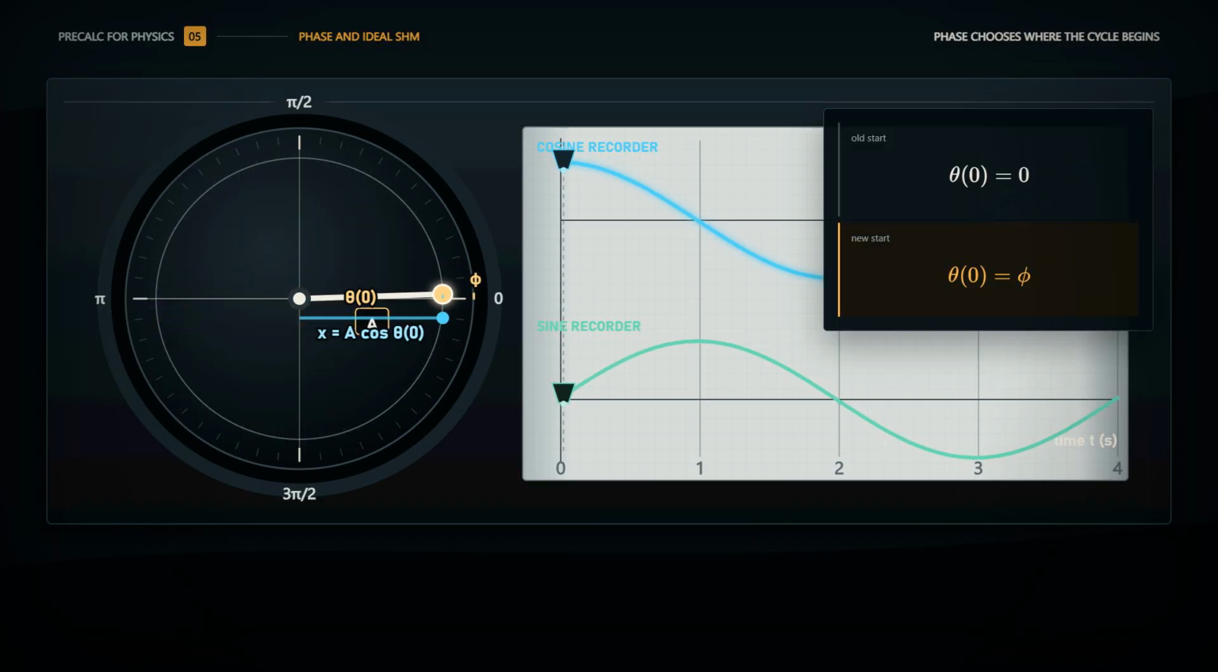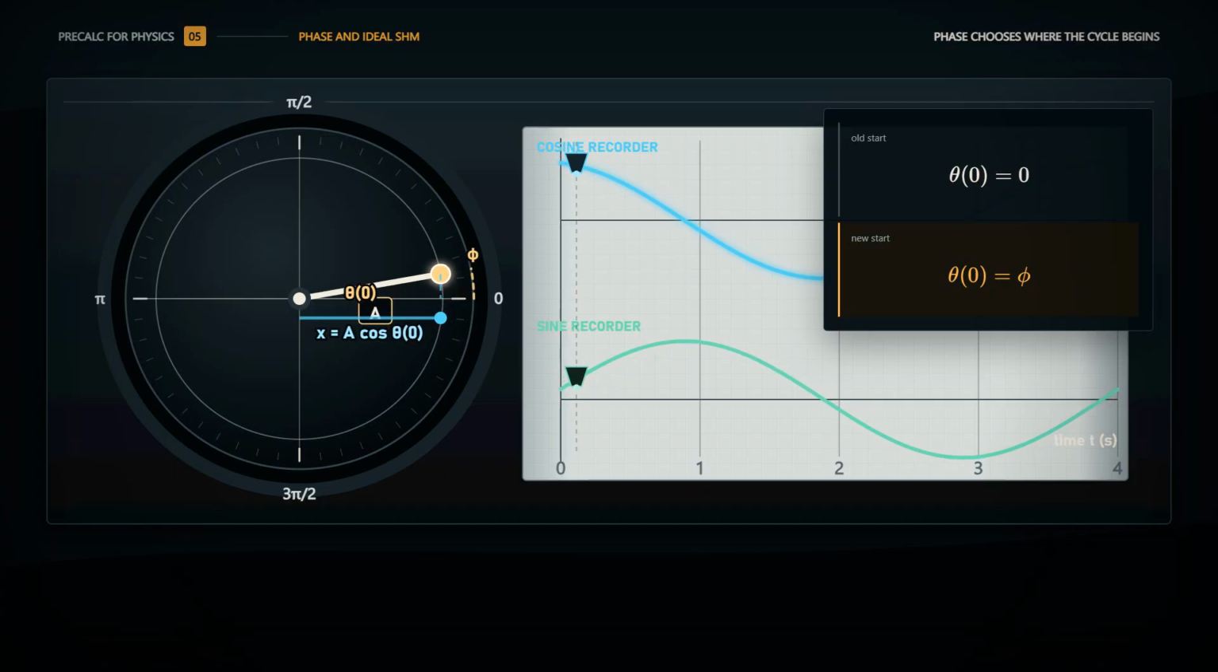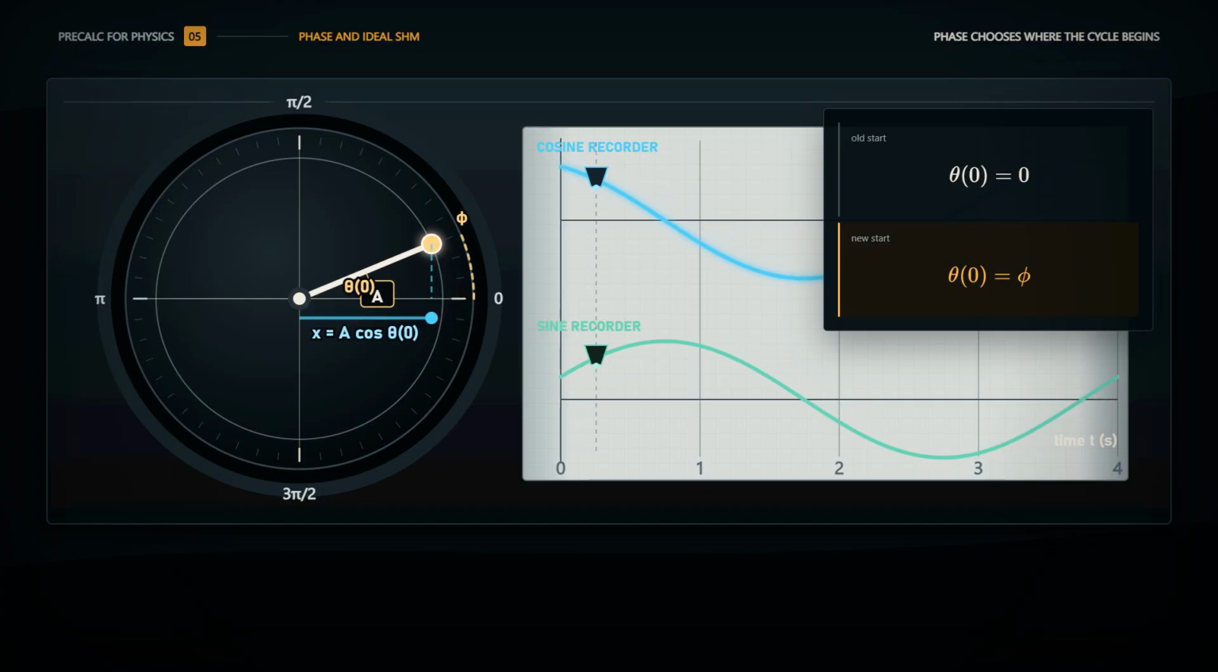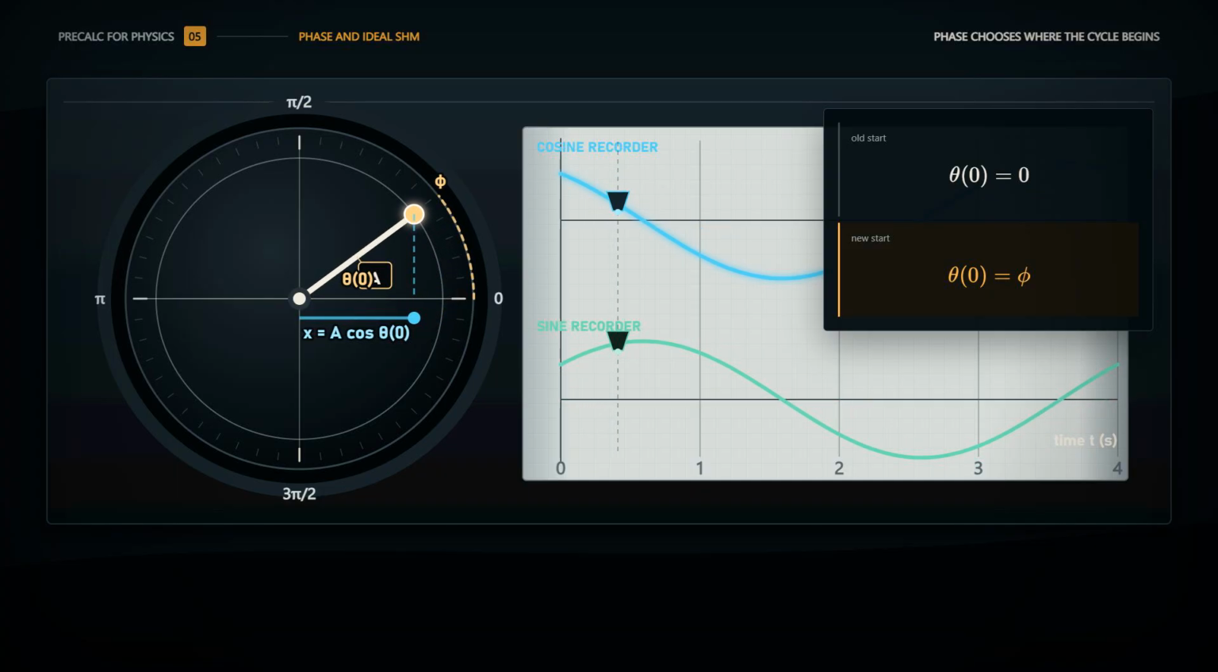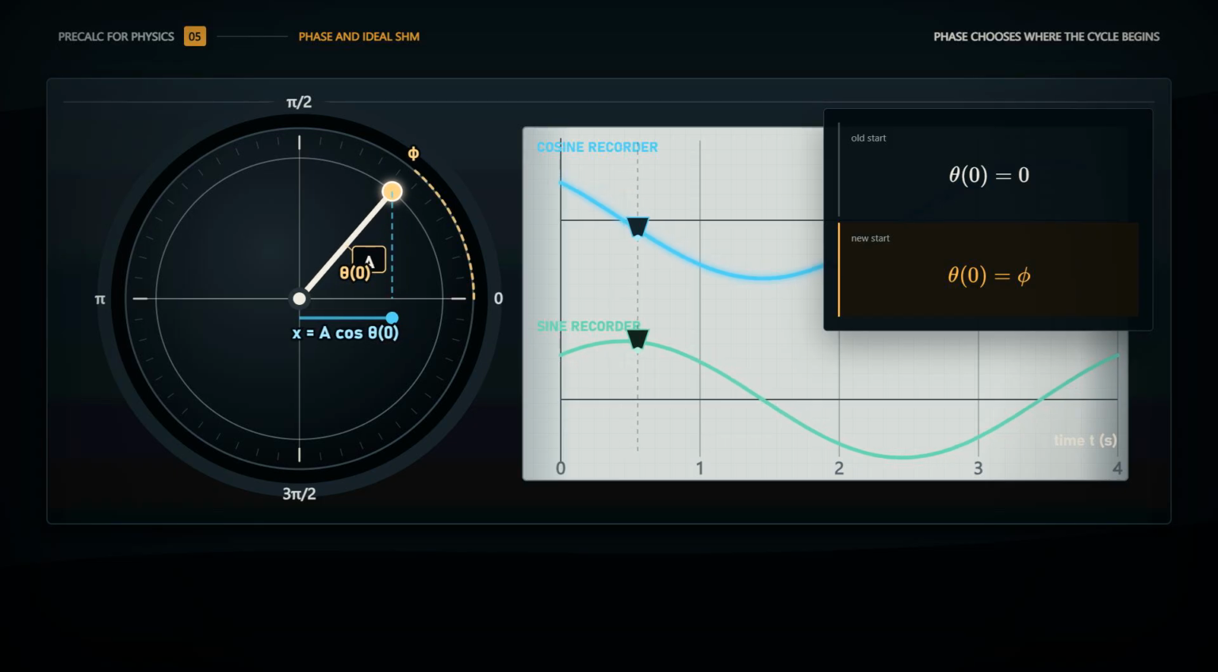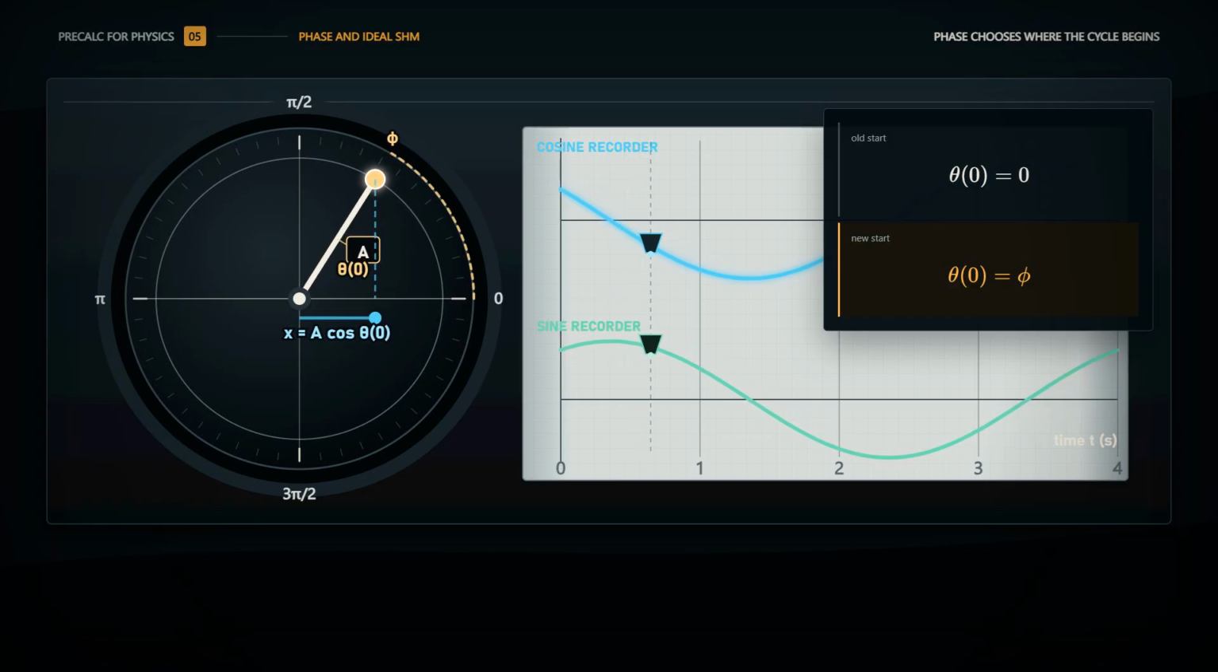So far, the crank began on the positive horizontal ray when the clock reads 0. A real experiment may start recording after the crank has already turned. Call that initial angle phi the phase angle.